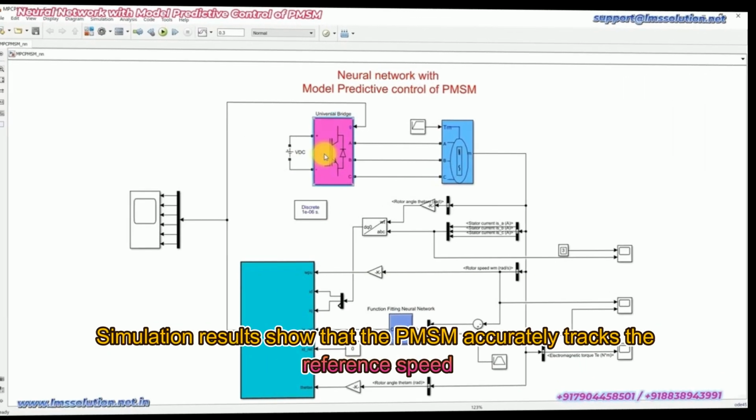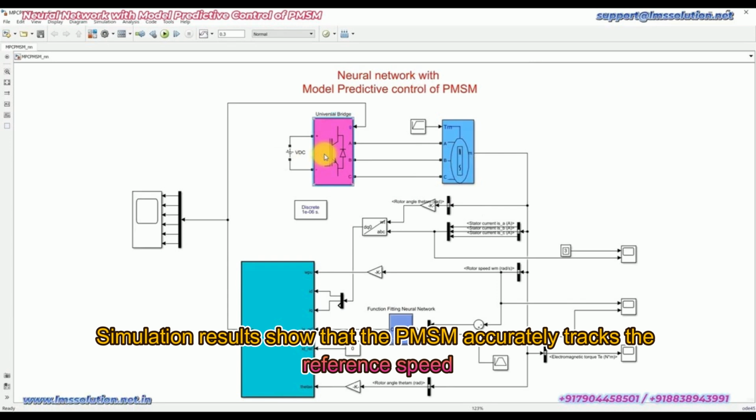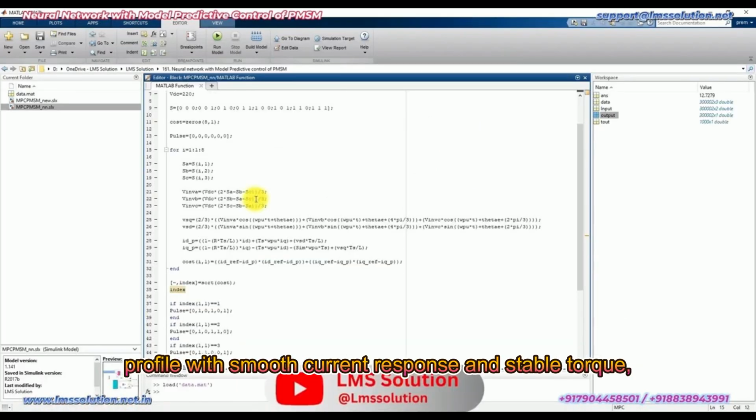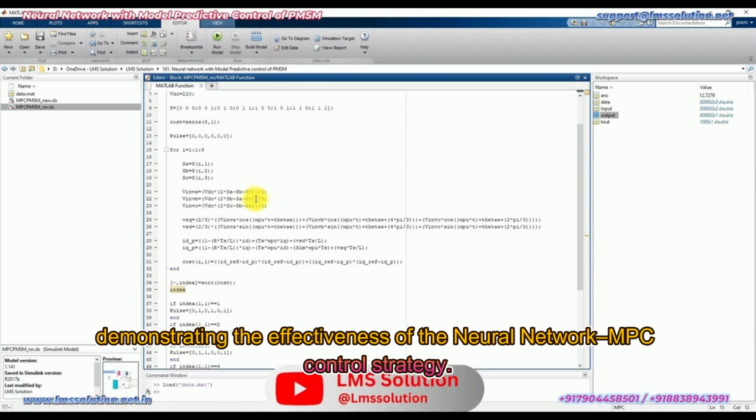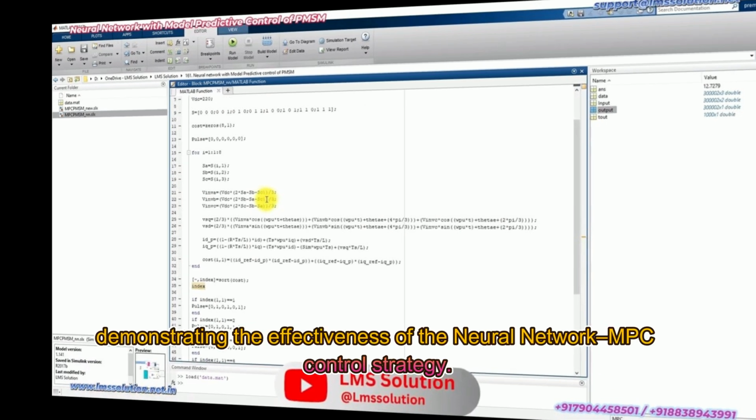Simulation results show that the PMSM accurately tracks the reference speed profile with smooth current response and stable torque, demonstrating the effectiveness of the neural network MPC control strategy.